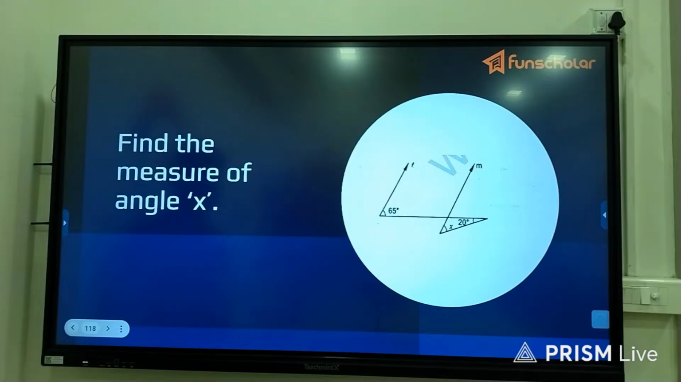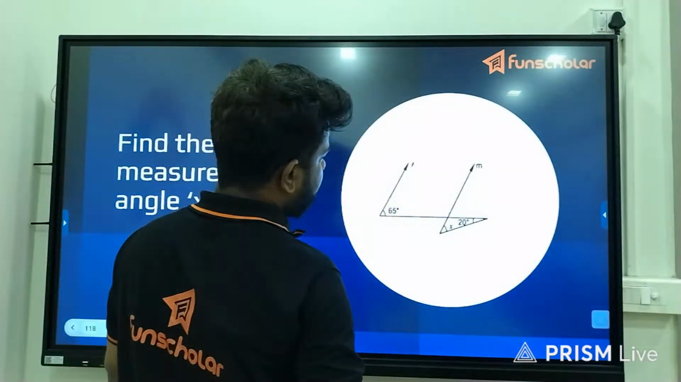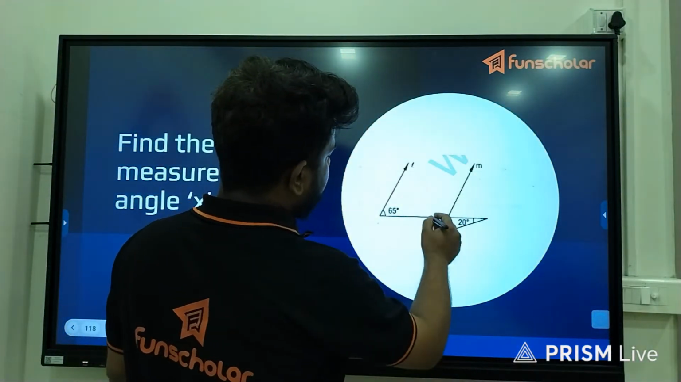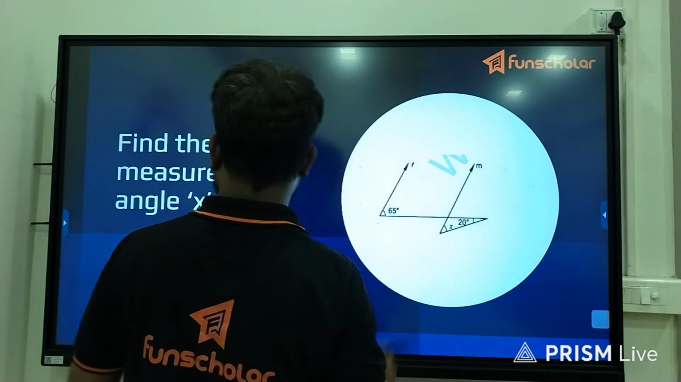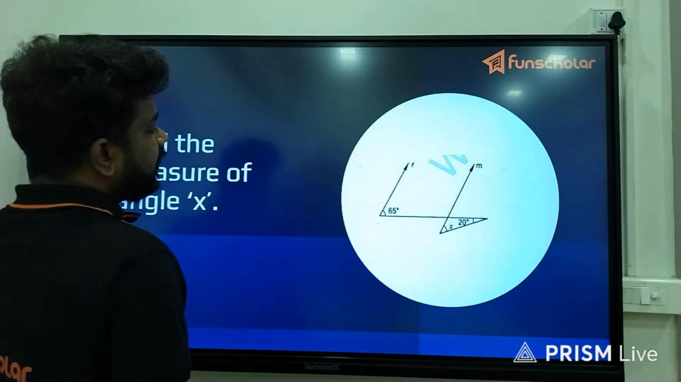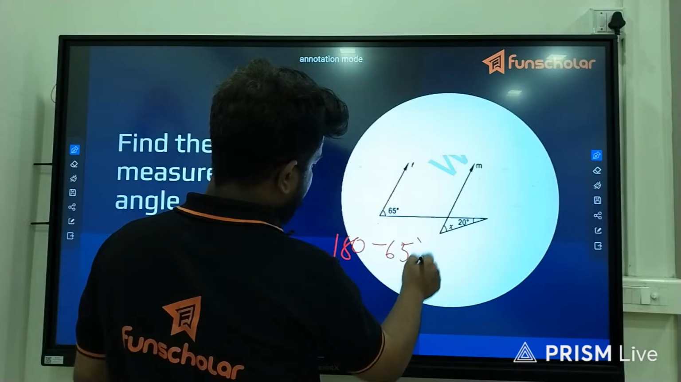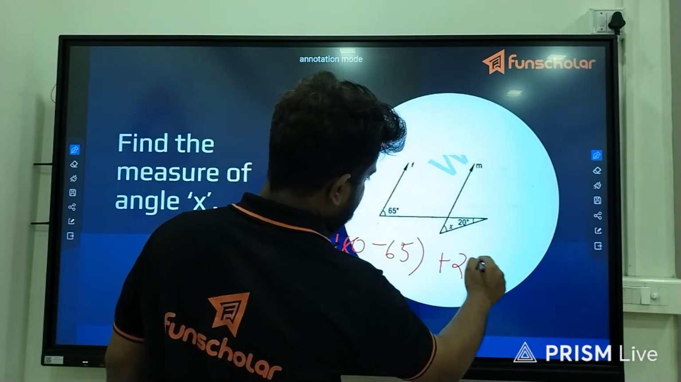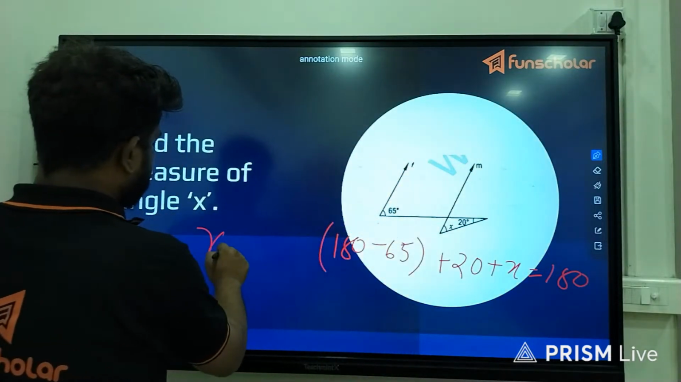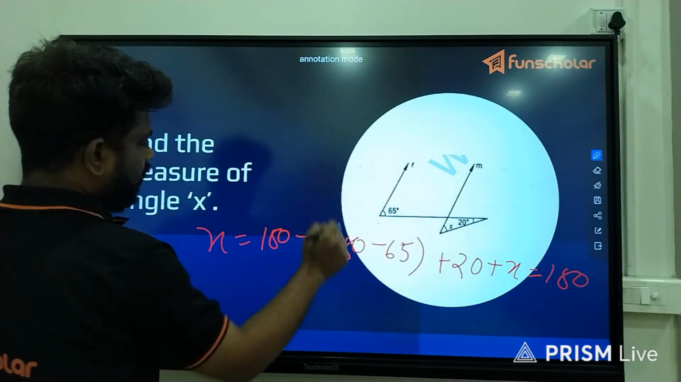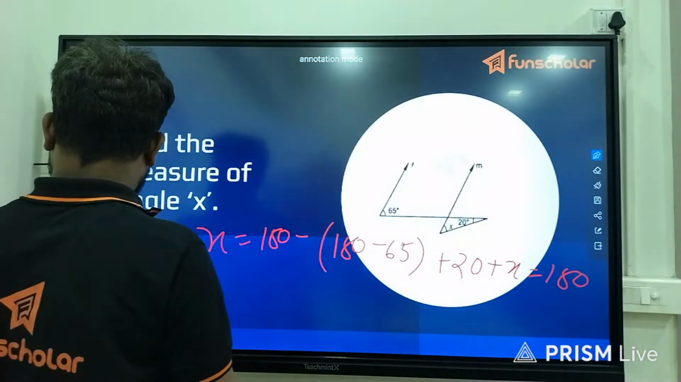Find the measure of angle x. You can just do this: if this one is 65, x plus 20 plus this one will also be 65, and if this one is 65, this one will be 180 minus 65. So 180 minus 65 plus 20 plus x equals to 180 degree. So I can find the value of x, and it will be 85 degree. Okay.